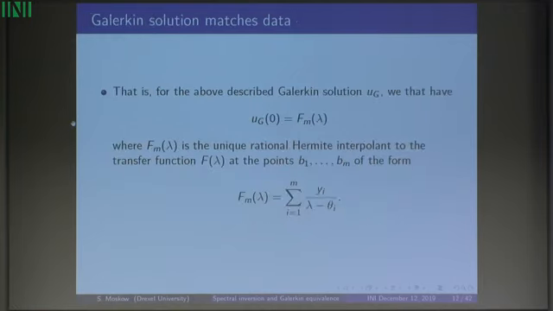That is, for this above described Galerkin solution UG, if we look at its transfer function, which is the resolvent basically, evaluated at 0, and call this f sub m of lambda, f sub m of lambda is the unique rational Hermite interpolant, meaning matching the values and the first derivatives at those data points. If you impose it, it has to be of this form. So size m with m poles and residues.